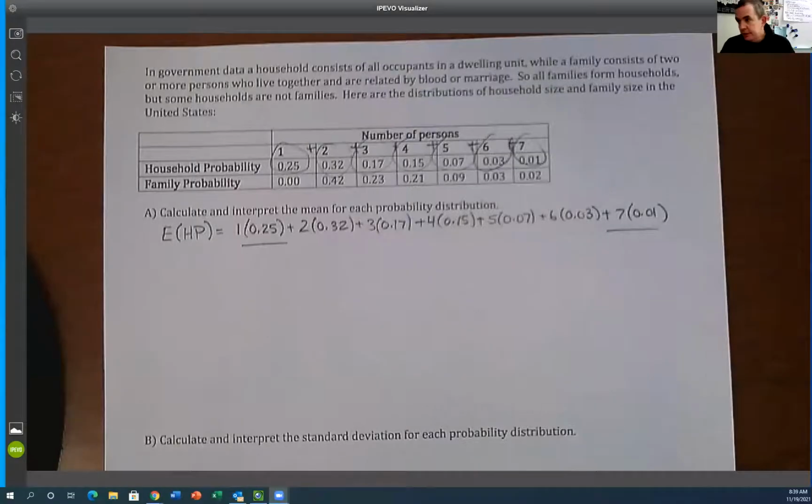Okay, folks, here's the deal. We're going to learn about expected value and standard deviation of a discrete probability distribution. I'm going to do an example. The video kind of crashed the first time, so it's going to kind of join in progress. So here's our deal.